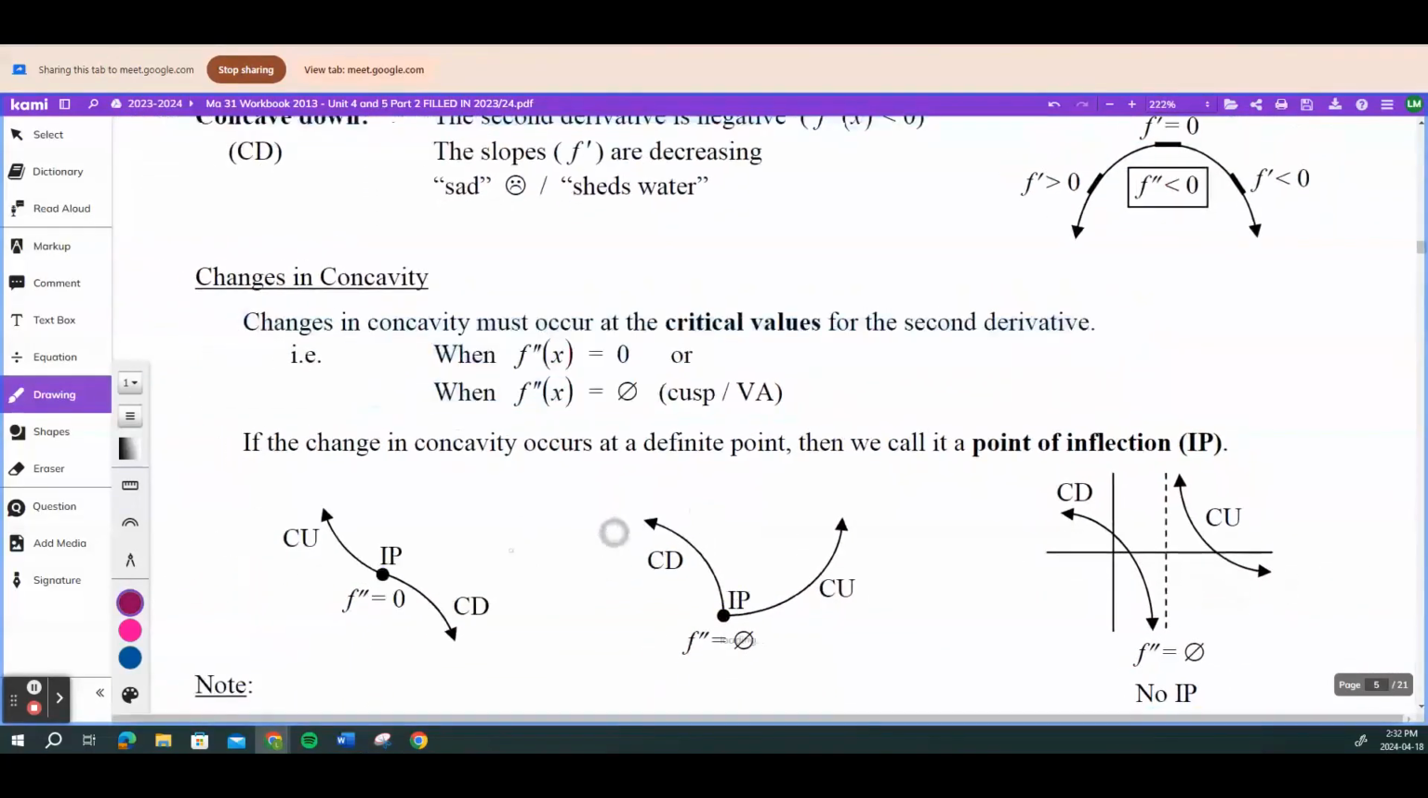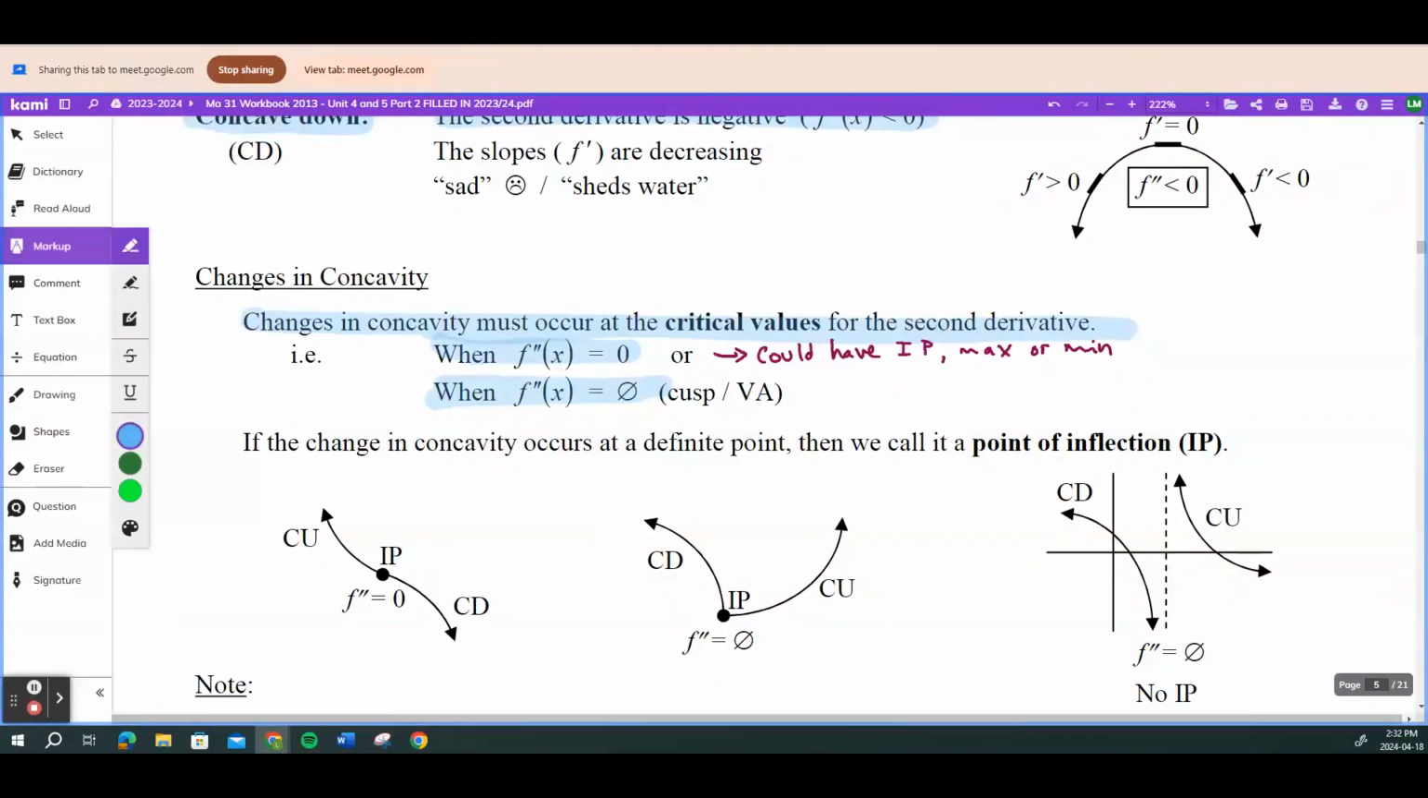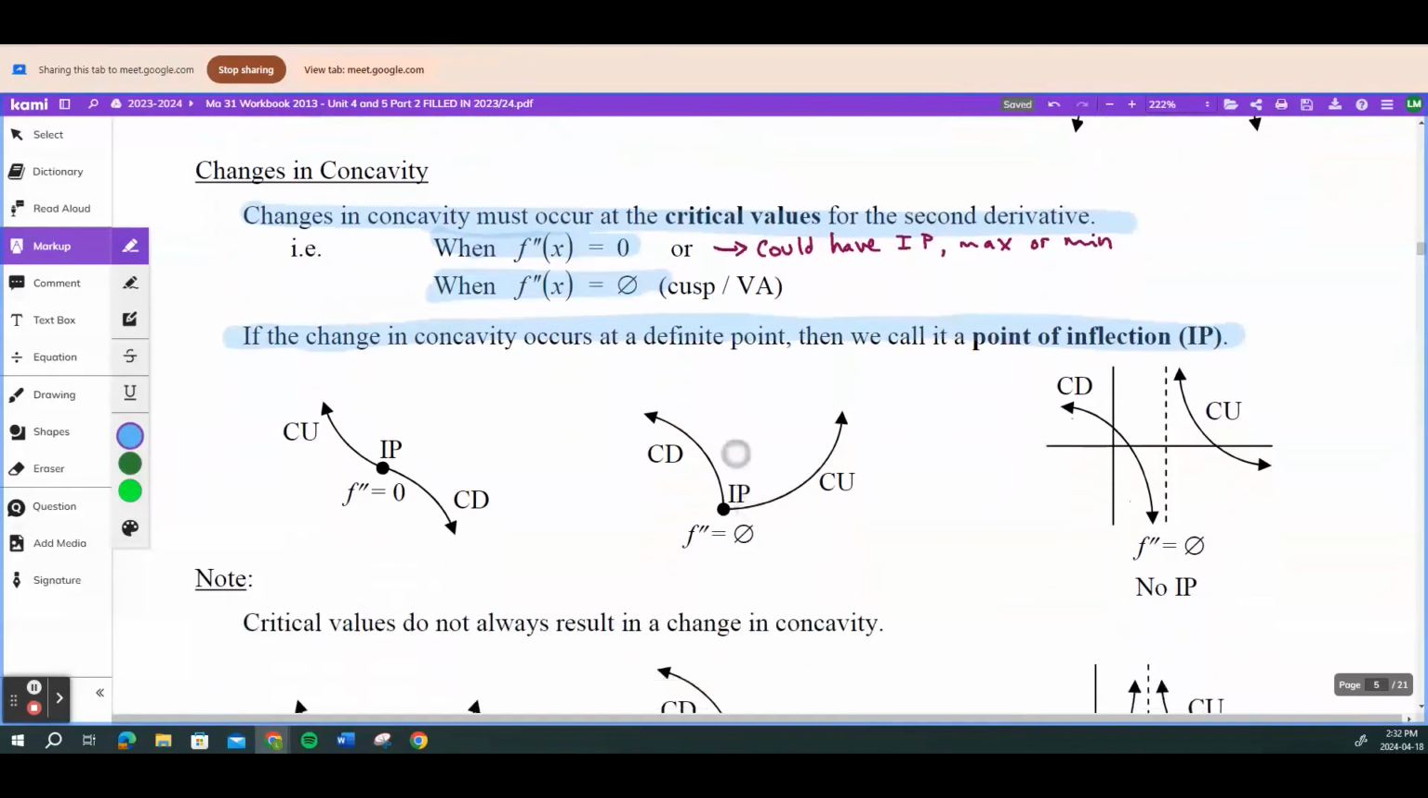Okay, and so for inflection points, what they are is basically a point where your graph changes from concave up to concave down or concave down to concave up, and the graph continues throughout that point. Okay, if the graph is not continuous at that certain point of your change in concavity, then you don't have an inflection point.